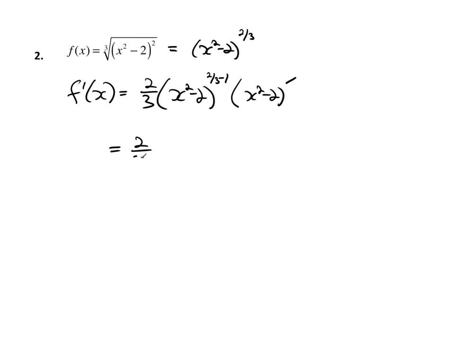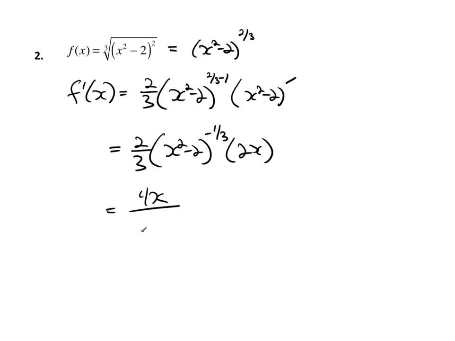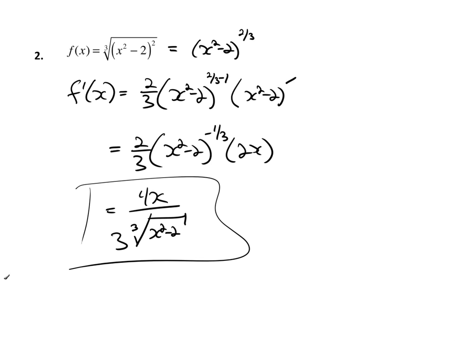So this will be 2/3 times x squared minus 2 to the negative 1/3 times 2x, which I would definitely rewrite this as 4x over 3 times the cube root of x squared minus 2. And then there's my answer.